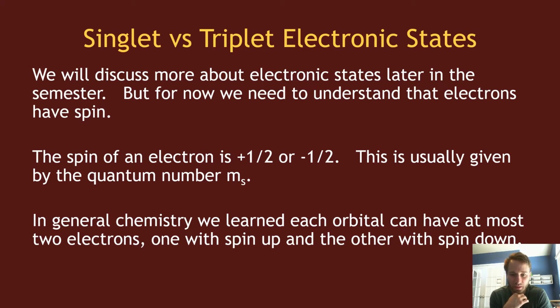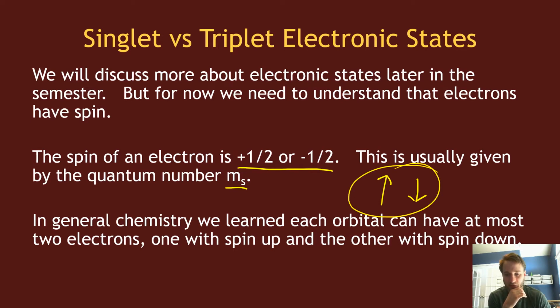Okay, so if you recall from general chemistry, you have your m sub s quantum number, which is plus or minus 1/2, which has to do with an electron having an up or a down spin. In each orbital, you can have at most 2 electrons. If they're in the same orbital, one's going to have an up spin, one's going to have a down spin. They're going to be paired together, okay?